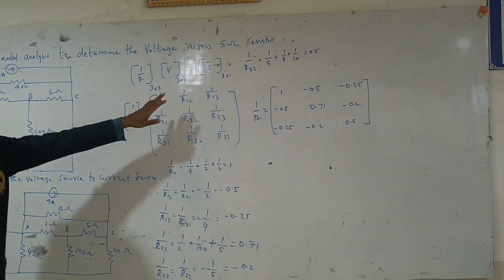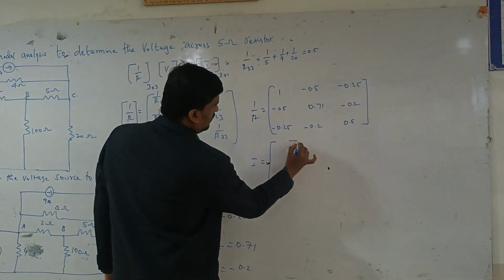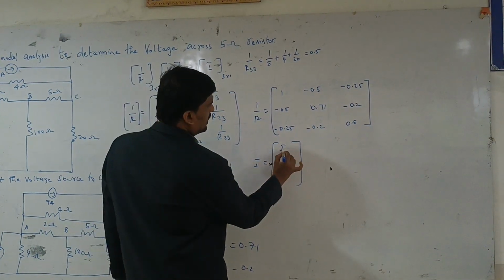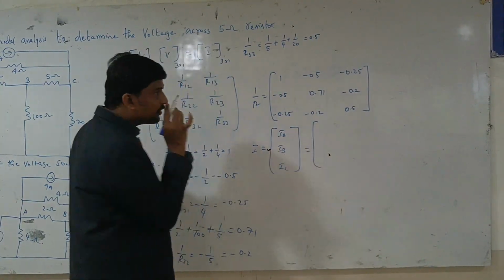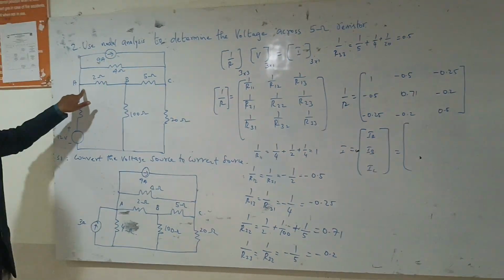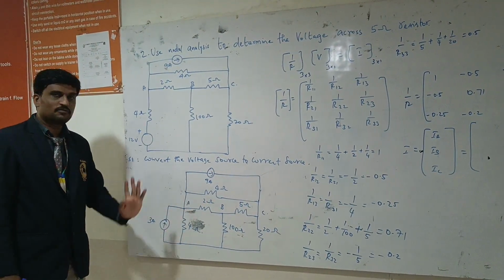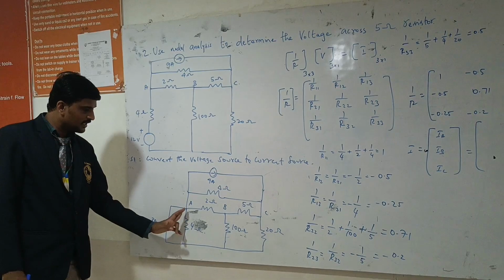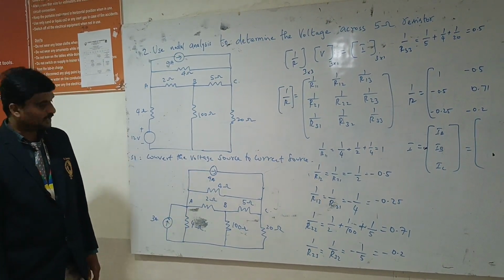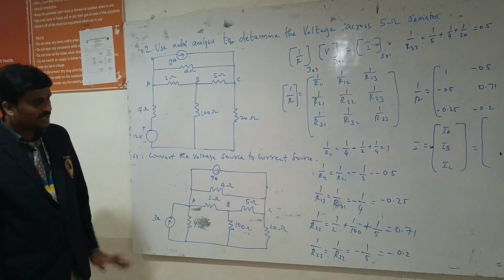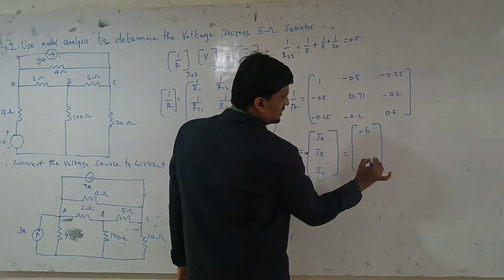And next we have to find the value for the current. So the current value, we have three currents: IA, IB and IC. So when you look into the node A, the current in this node is equal to the sum of entering currents minus the sum of leaving currents. Here the entering current is 3 ampere and the leaving current is 9 ampere. So 3 minus 9, which is equal to minus 6 ampere.